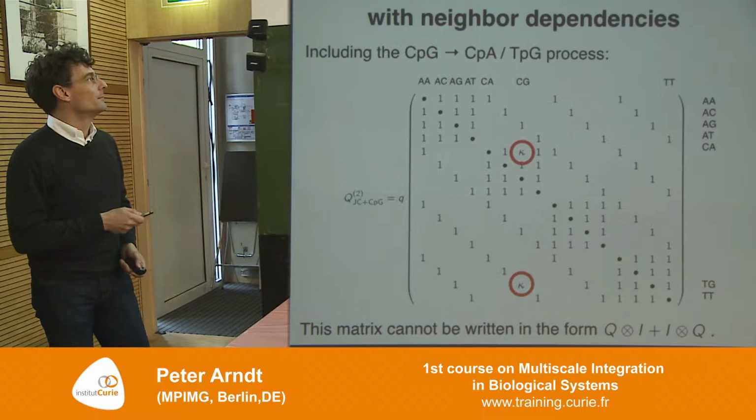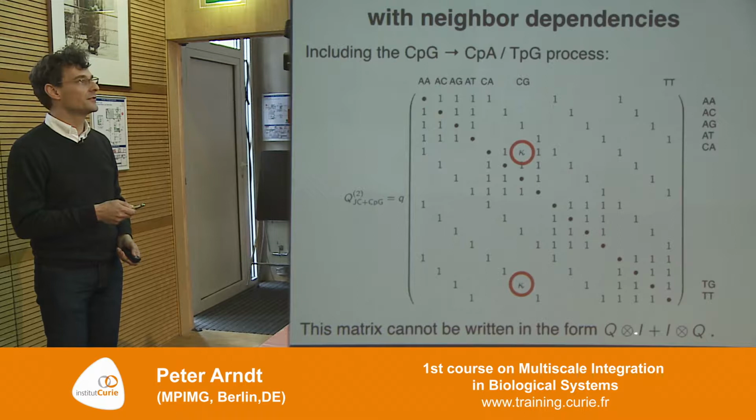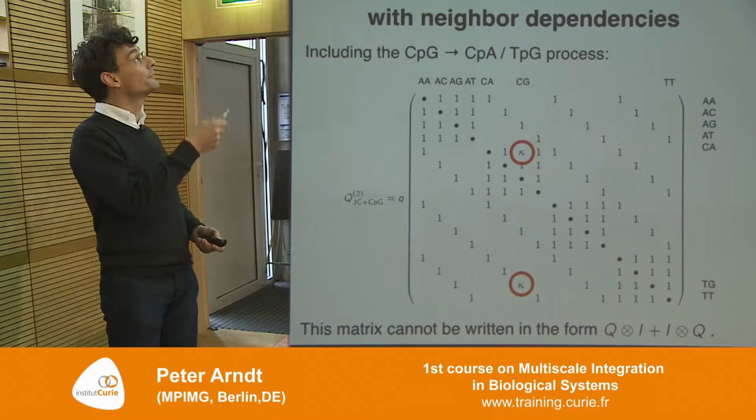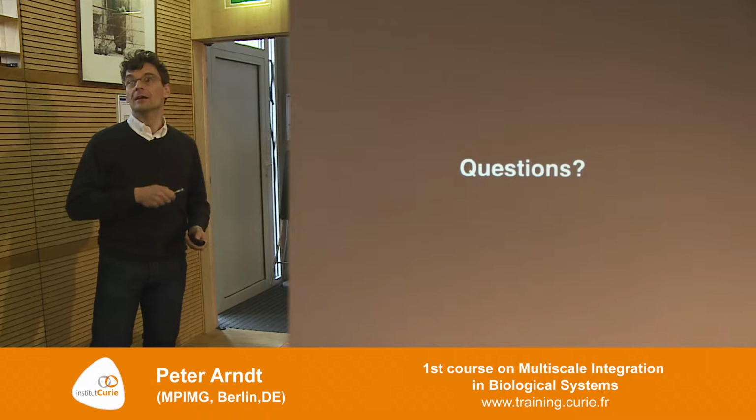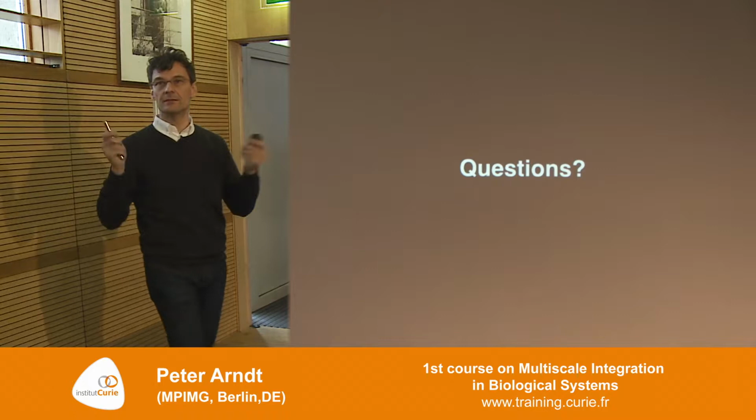But this matrix Q you cannot express as a sum of simple tensor products. So you have to consider this matrix and do the matrix exponential there. Everything gets a little bit more complicated, but neighbor dependencies can easily be included into such models.